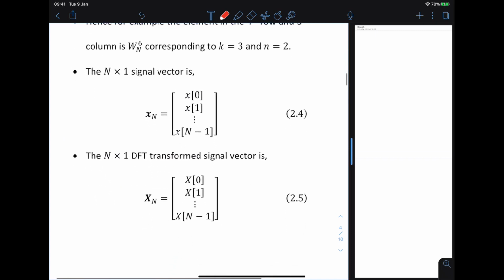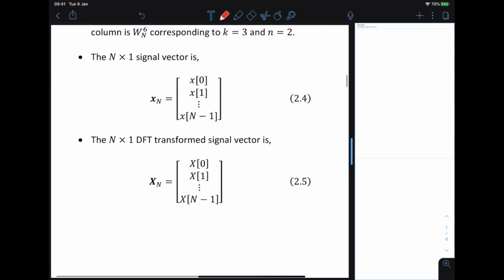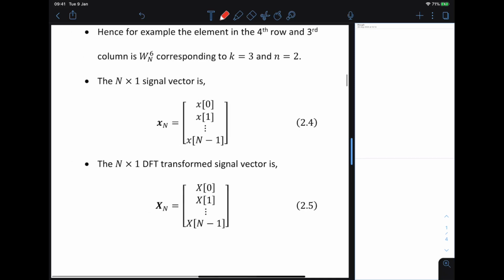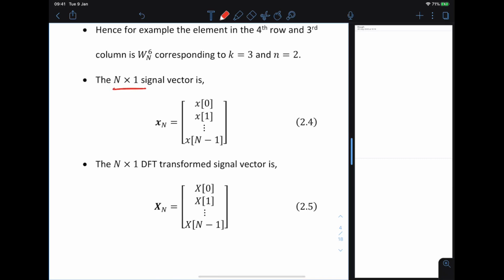So now let us see this particular thing, that is an n by 1 signal vector. Before we used to give signals as a single element. Here we are taking all the samples from x0 to x of n minus 1 and putting it in a column vector. That is n by 1. We call it a n by 1 signal vector. It's a column vector of size n by 1, n rows, 1 column. So we put it like this.